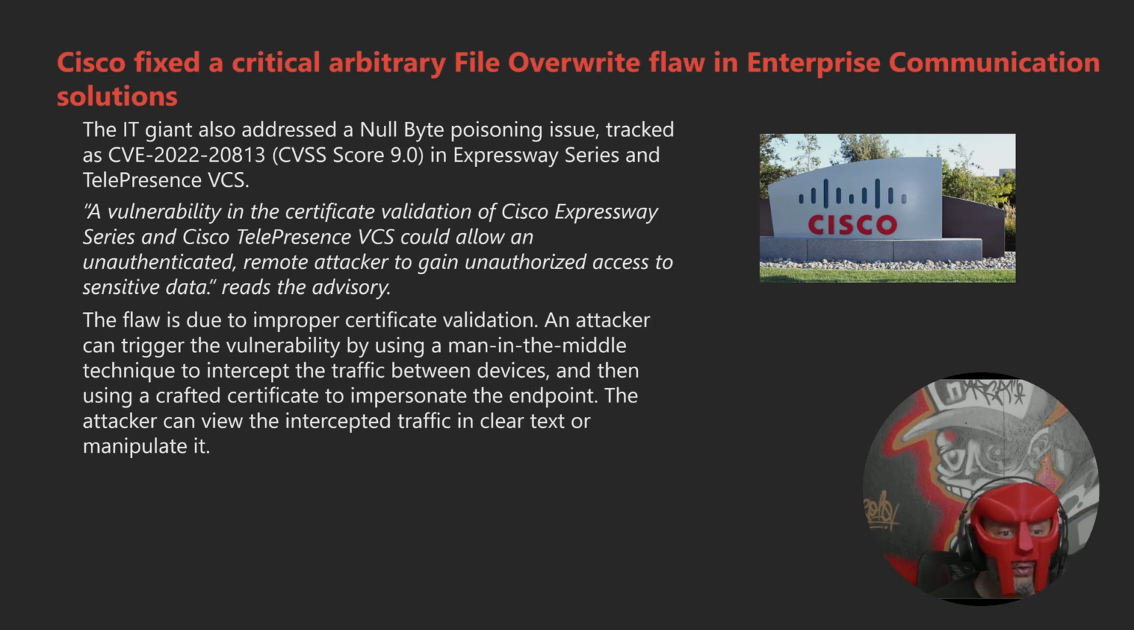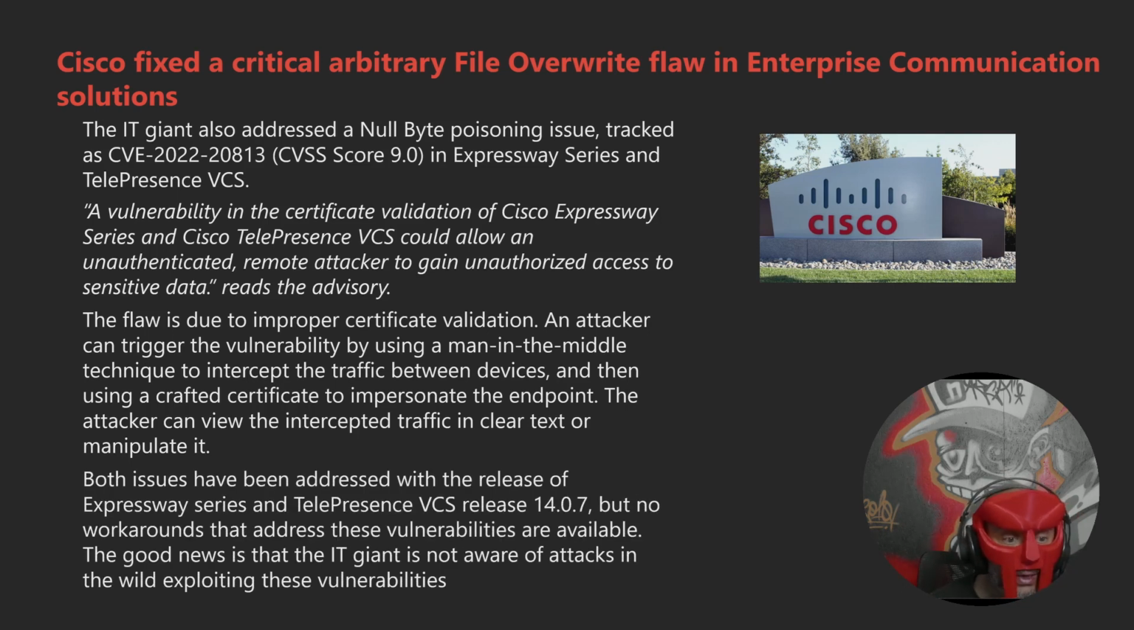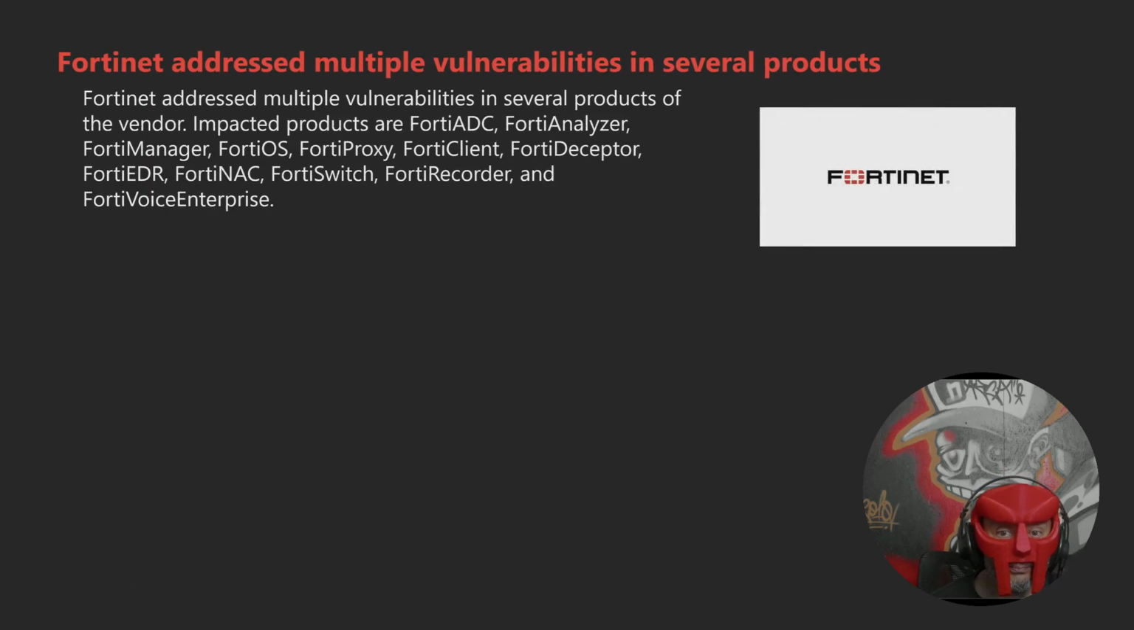An attacker can trigger the vulnerability by using a man-in-the-middle technique to intercept the traffic between devices, and then using a crafted certificate to impersonate the endpoint. The attacker can view the intercepted traffic in clear text or manipulate it. Both issues have been addressed with the release of Expressway Series and TelePresence VCS version 14.0.7, but no workarounds that address these vulnerabilities are available. The good news is that the IT giant is not aware of attacks in the wild exploiting these vulnerabilities.